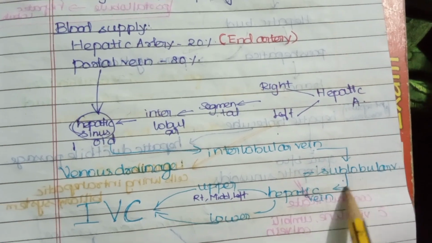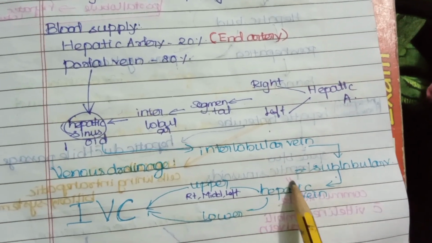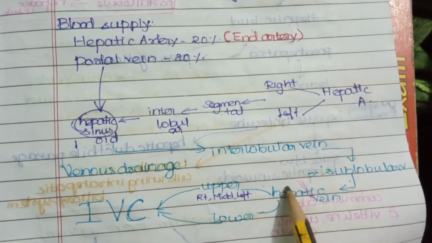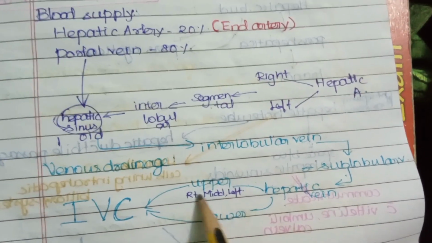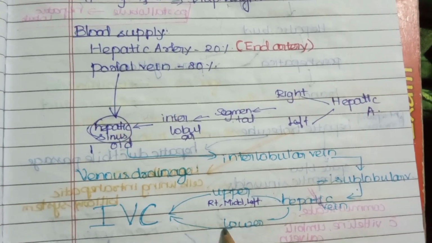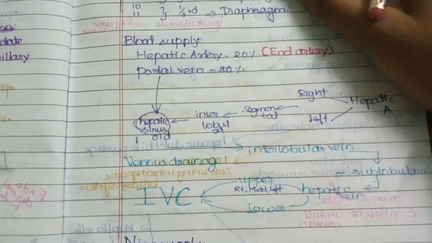Then again it goes as the hepatic vein, and it gives two tributaries, right? For the artery only we say branches: upper, lower. Upper as right, middle and left parts. Then it will drain to our great IVC.